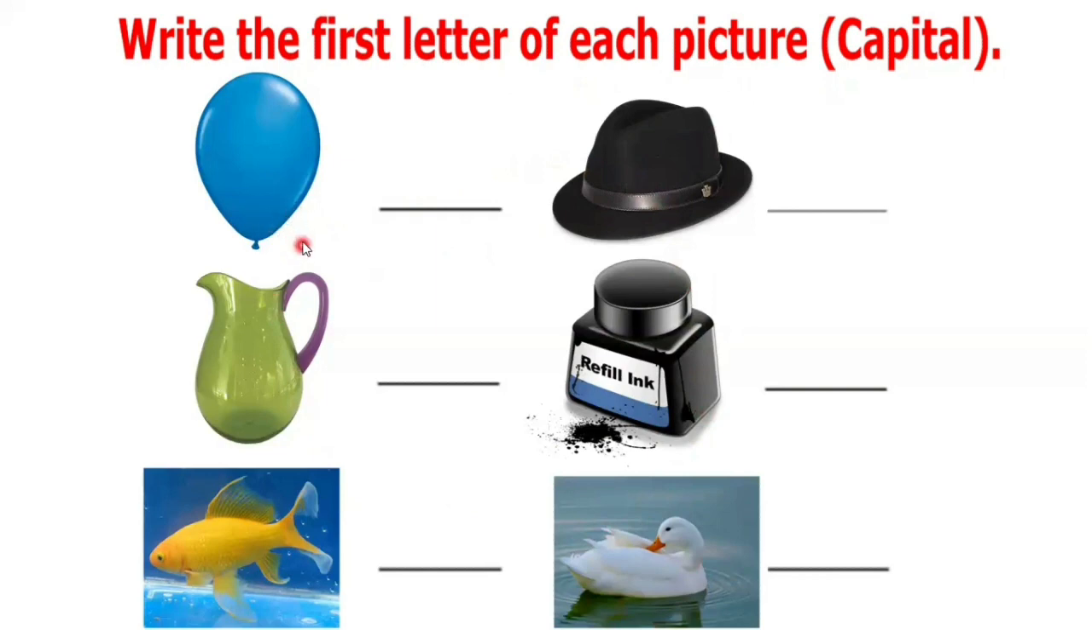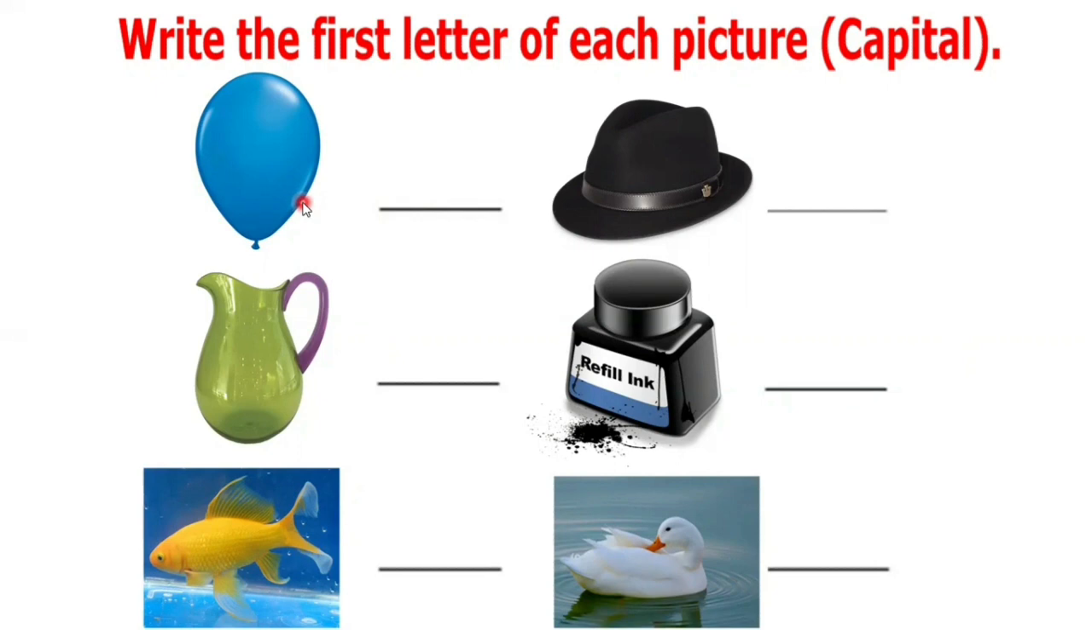Here the first picture is balloon. You have to write the first letter of balloon. With which letter does balloon start? For that you have to observe the first sound of the balloon. What is the first sound of balloon? Ba. Which letter gives ba sound? B. B says ba. Letter B gives ba sound.